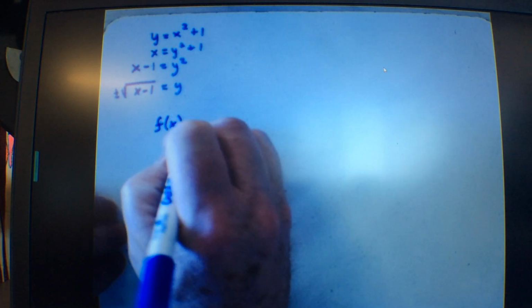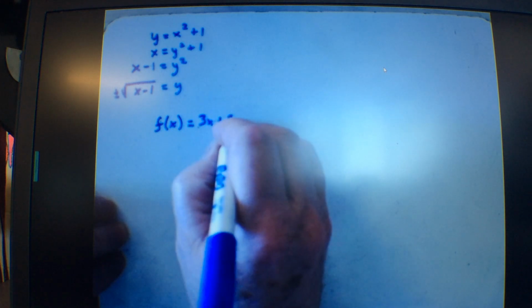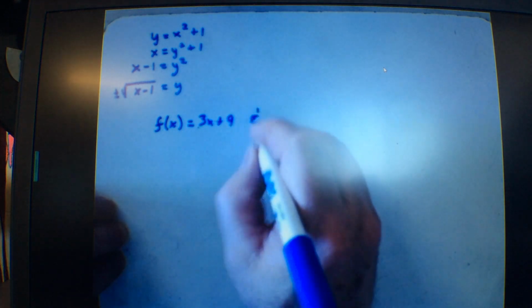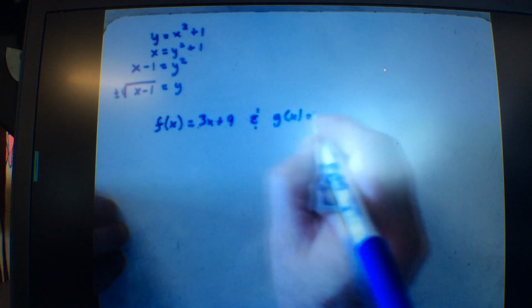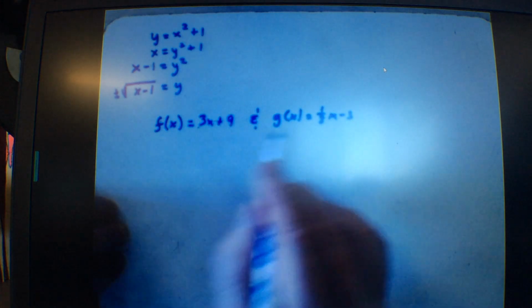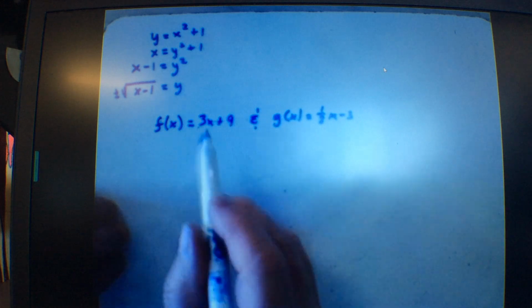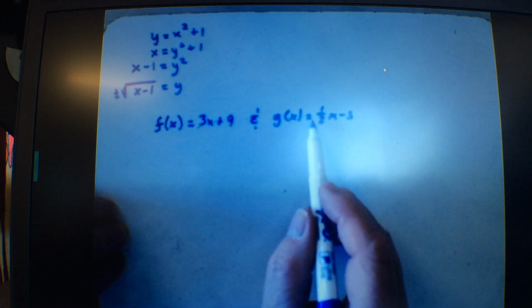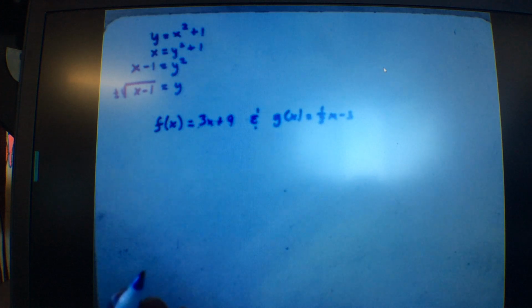Now, what happens if I give you two functions and I say, are they inverses of each other? Okay, so let's say that I have f of x equals 3x plus 9, and g of x equals 1/3 x minus 3. And I want to know, are these inverses of each other? Well, you could go ahead and just find the inverse of this and see if you get this. But I'm going to teach you the composition of them.